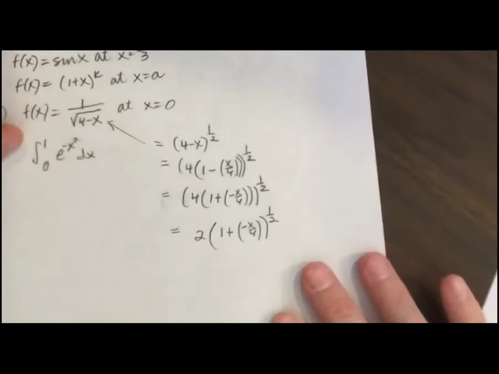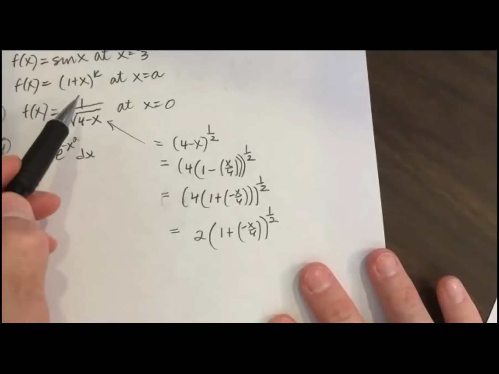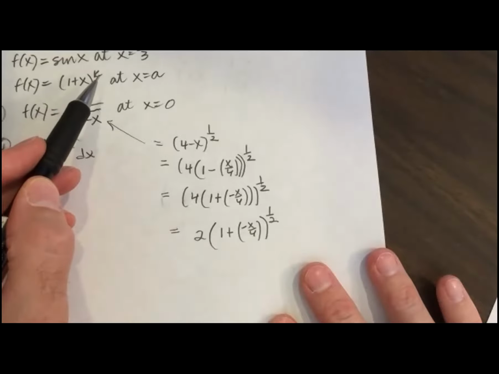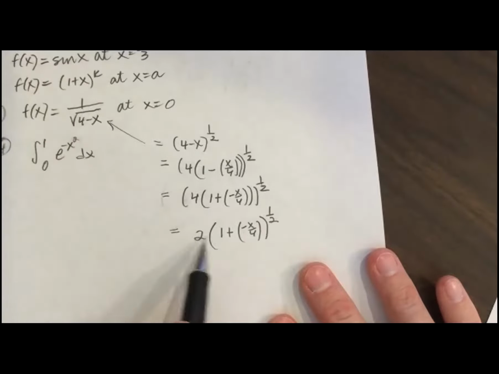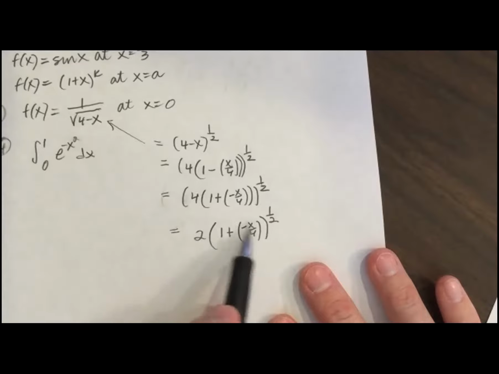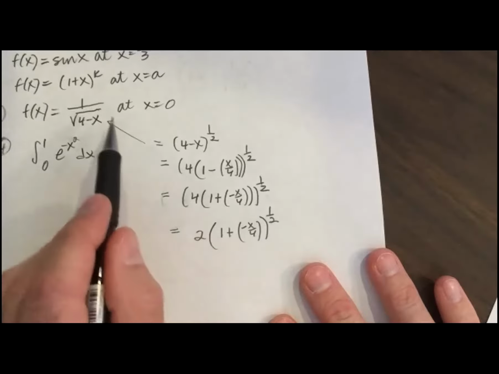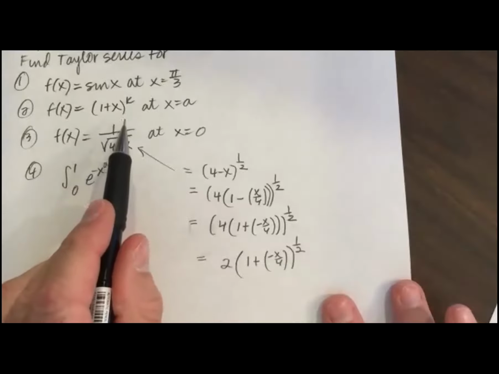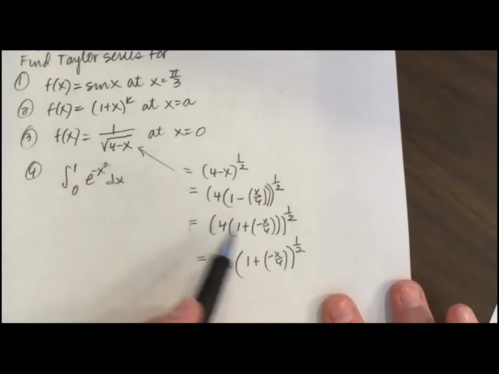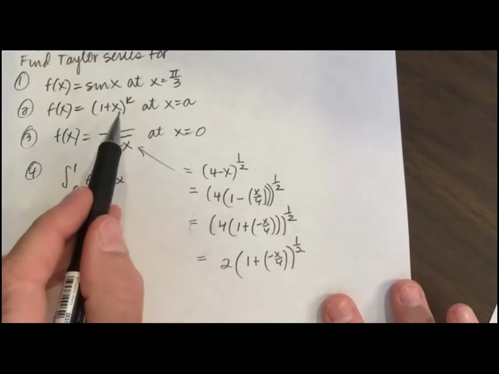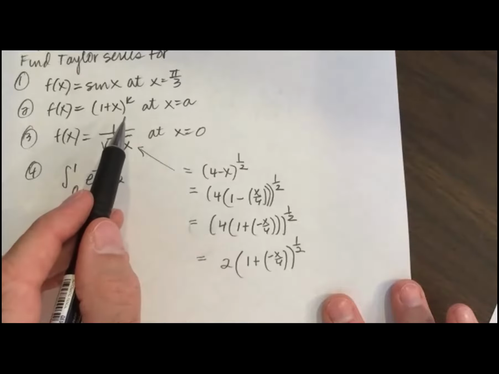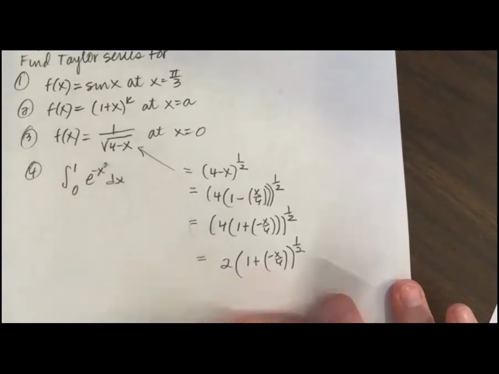So let's see. Is that looking a lot like this formula? 1 plus x to the k. This is 2 times 1 plus some value of x to the k, where k is a half. I'm going to argue that if we can do number 2, then with a little algebra, changing it around, we can get number 3 using our formula for number 2. Is that making sense?